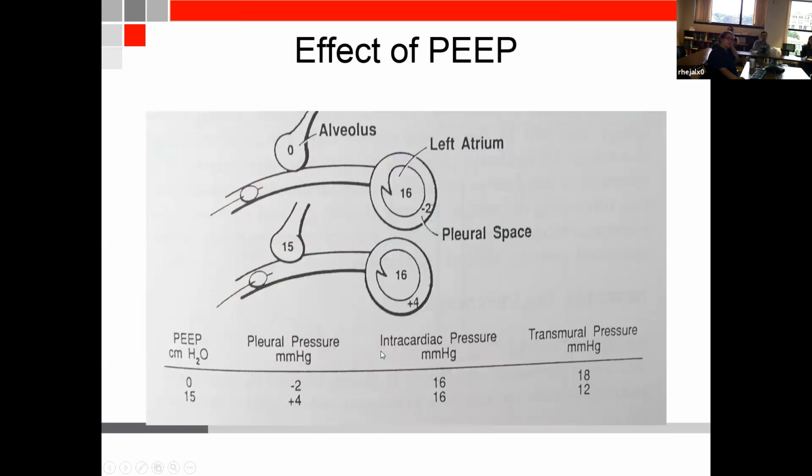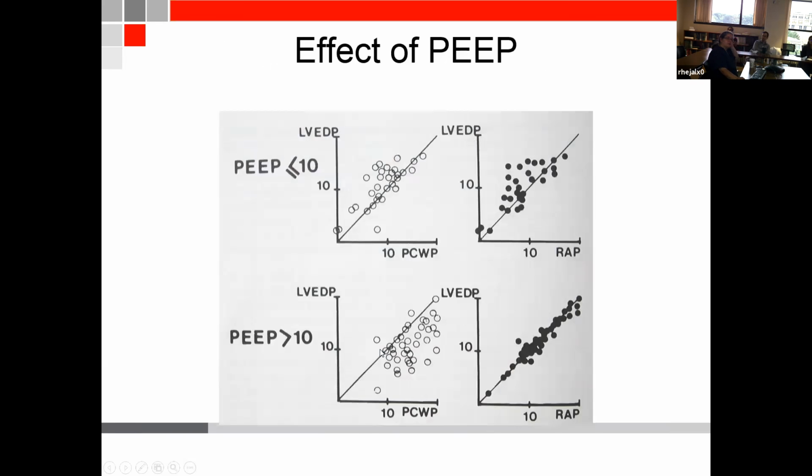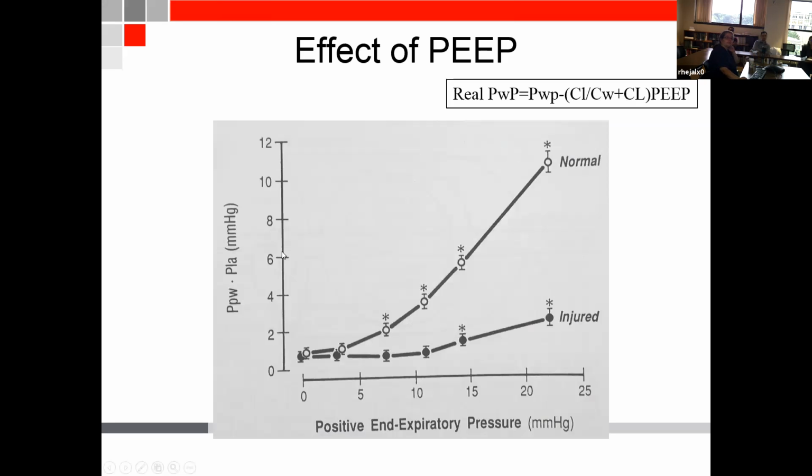This is the effect of PEEP on the wedge pressure, and it helps you when it is low. If it is not low, if it's high, when you have somebody with left ventricular disease, you don't know if they are fluid responsive or not. You have to try it. So when it's very low, it's helpful, but when it's high, it's not.